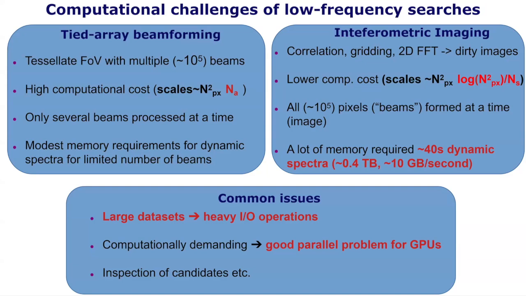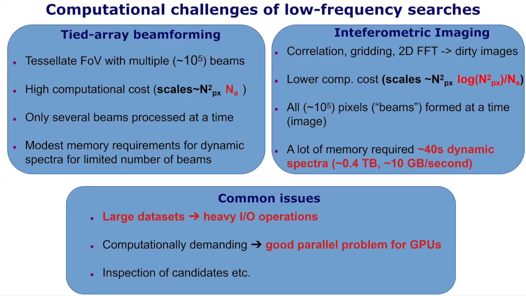Imaging has a challenge: when you have 256 by 256 images at high time resolution, and you need to form a dynamic spectrum of 40 seconds corresponding to the dispersive delay at 600, you would need half a terabyte of memory. This is unfeasible, and we needed to tackle it, which I will get to later.